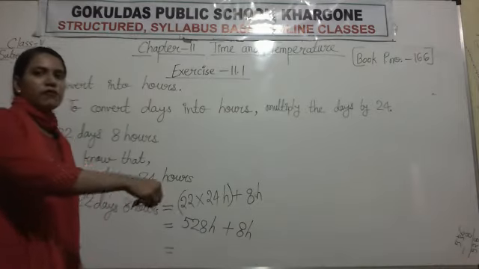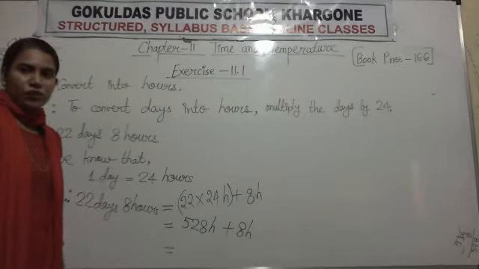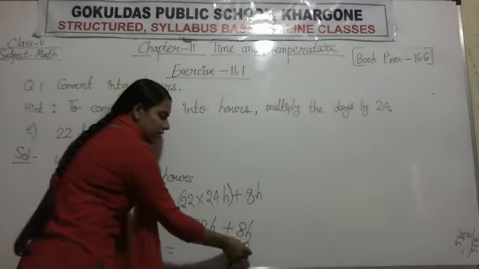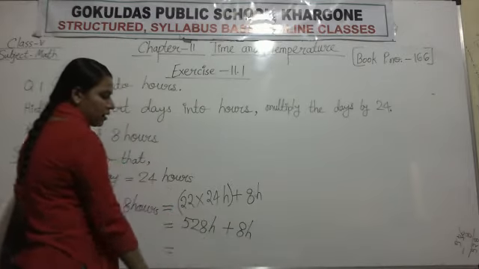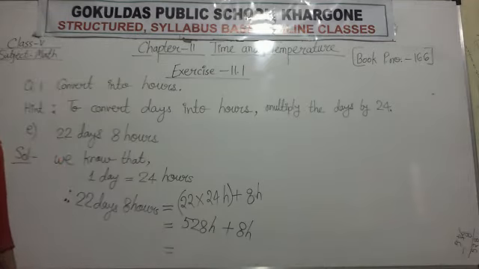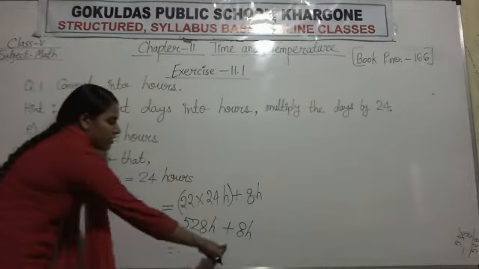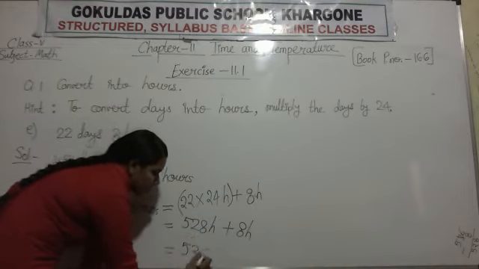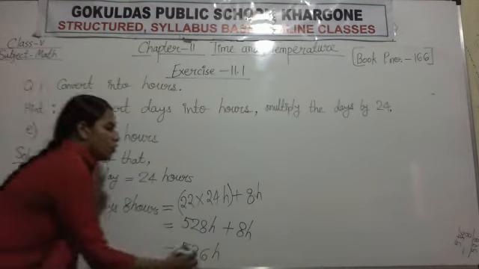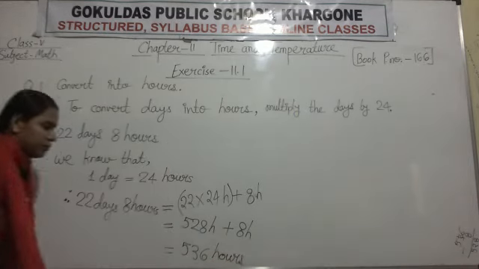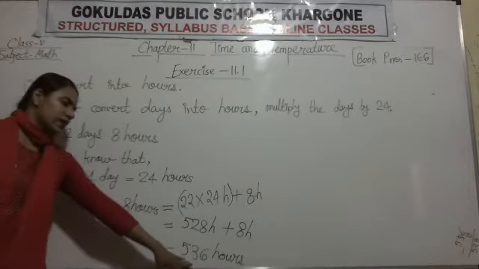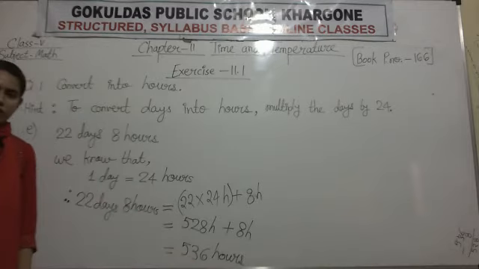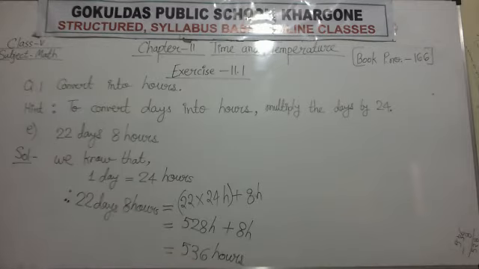If one number is in minutes and one number is in hours, we cannot add them. Okay? We remember these things. If units are the same, then only we can add them. Add both the numbers. So when we add both these numbers, my result is 536 hours. So it means 22 days 8 hours means how many hours total? 536 hours. Note it down or else take the screenshot.